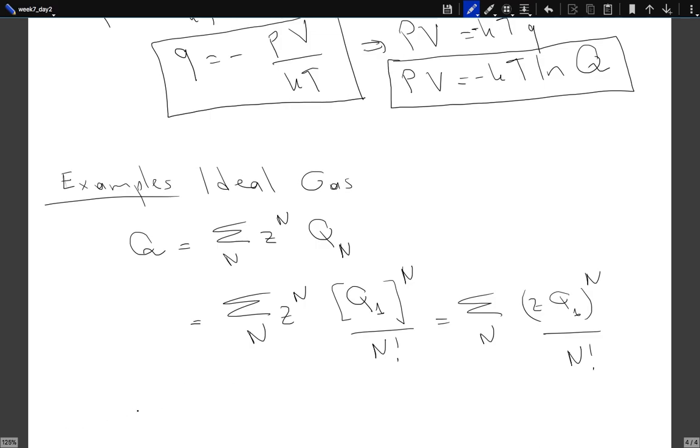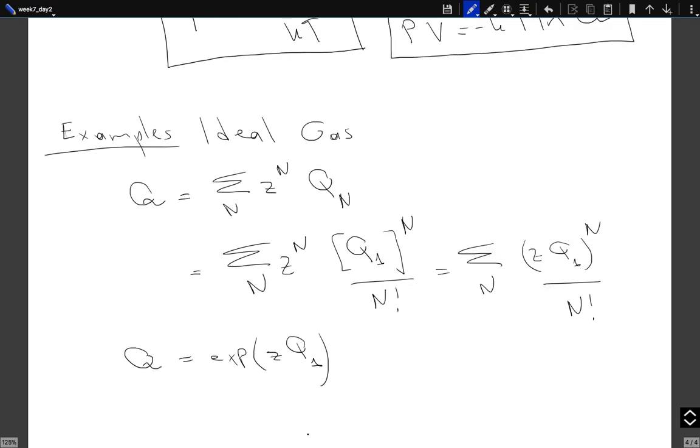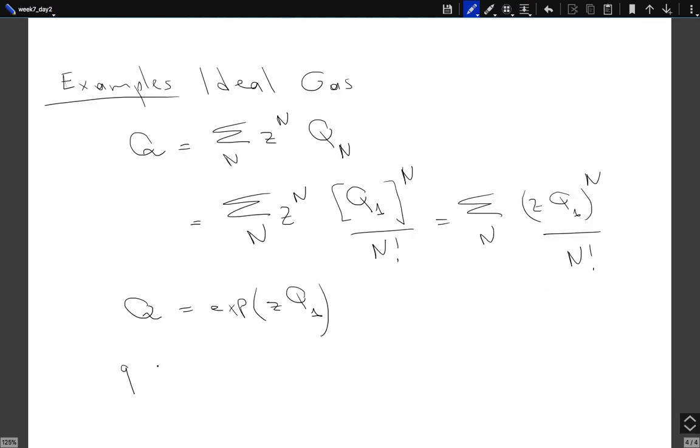So I know what my grand canonical partition function is. This is equal to the exponential of z times q1. So the Q potential is the logarithm of Q, not q1, which is just z times q1.